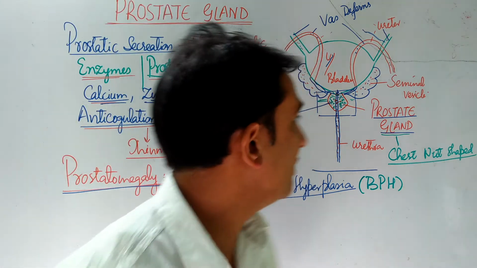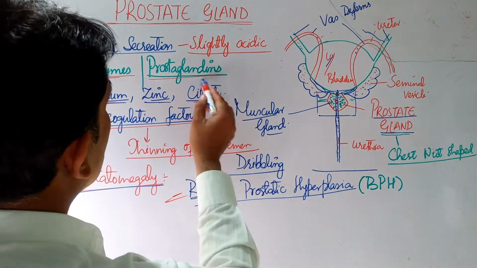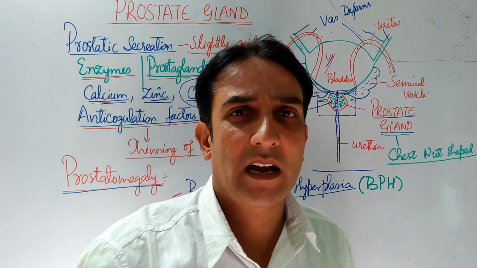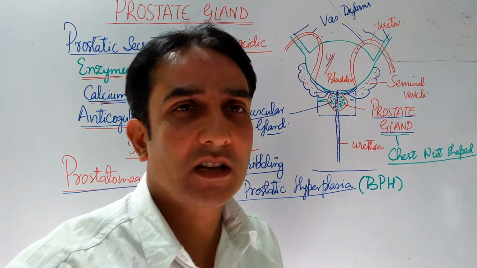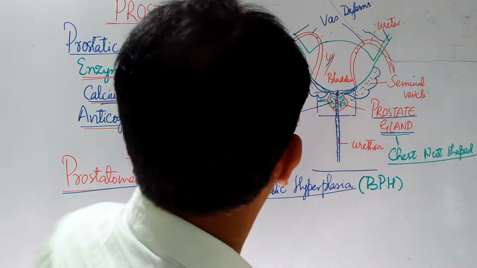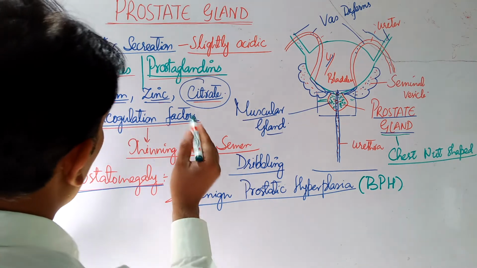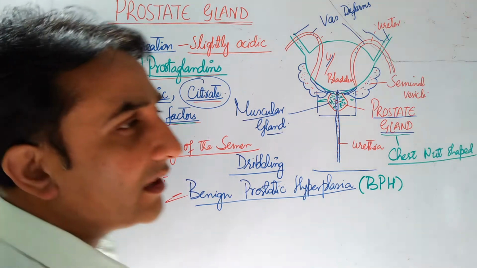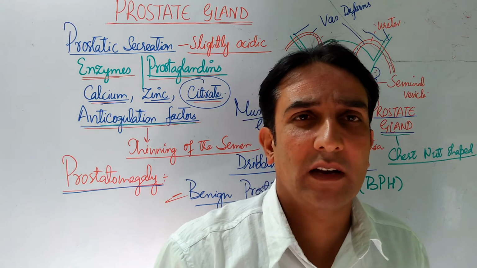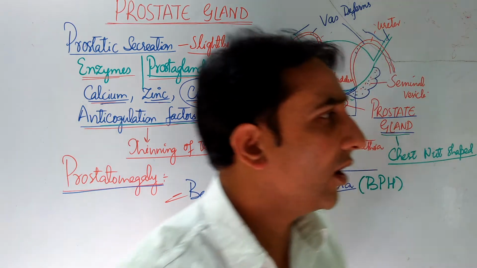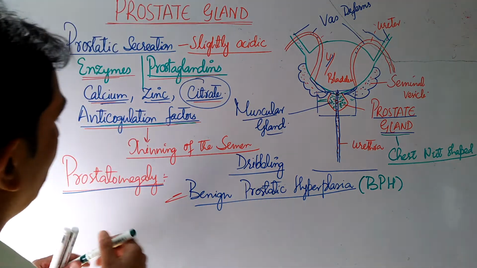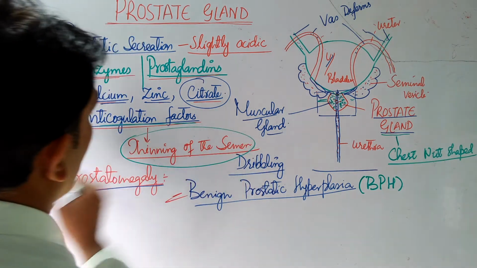Now, this citrate provides some nutrients to the spermatozoa, and it helps in providing nourishment to the spermatozoa. And after that, these anticoagulating factors, if somehow coagulation occurs in the semen, means the semen has clotted or is much more thick, then these anticoagulation factors help in the thinning of the semen.